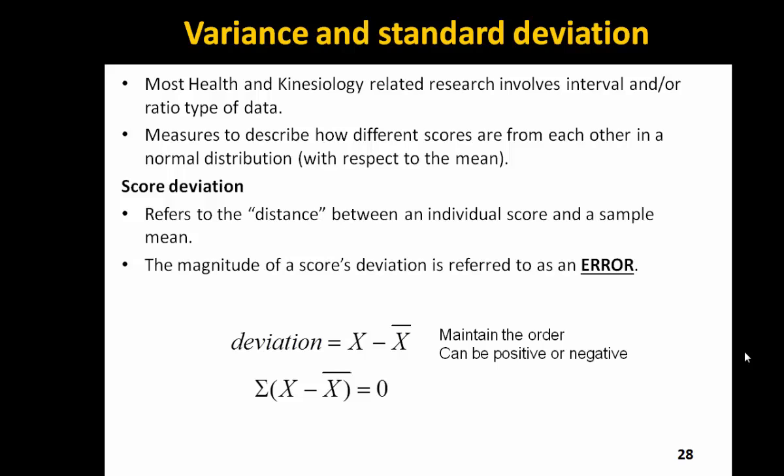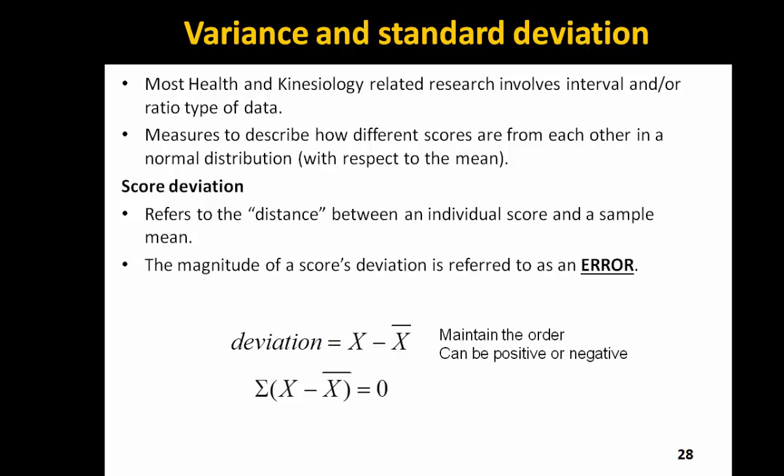If we take a look at the equation below, to calculate a deviation, we take the score obtained from the first research participant and subtract the group average. We keep the order, understanding that the deviation value can be positive or negative. We don't switch it halfway through. So we will end up with 10 deviation scores if we have 10 research participants in our sample. The number of deviation scores will equal the sample size.